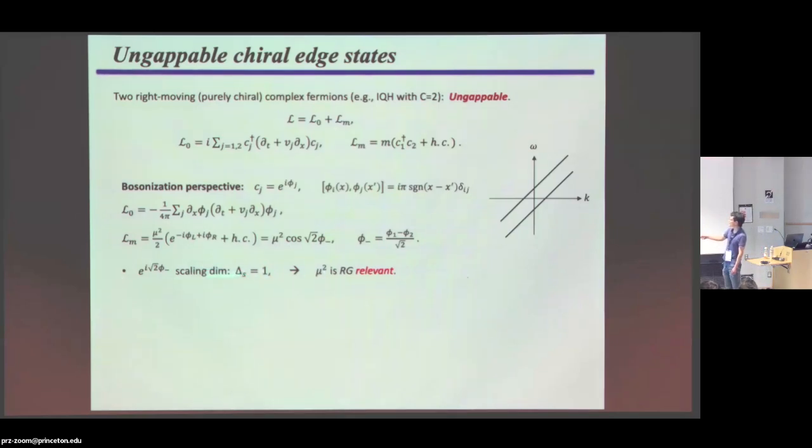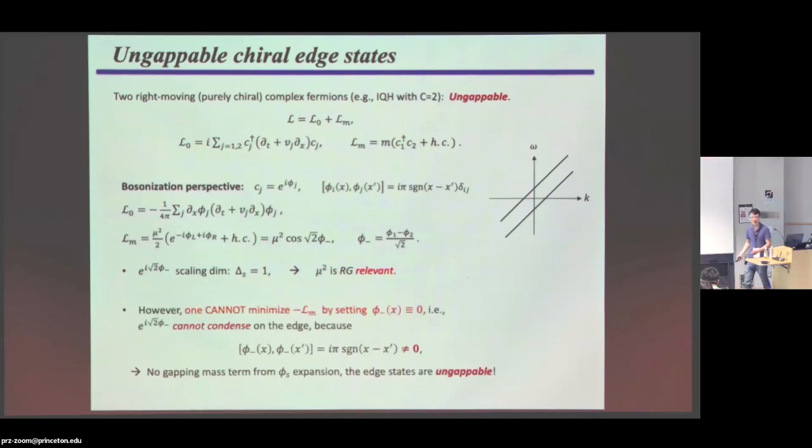If you calculate the scaling dimension, it's again 1, because free fermions have scaling dimension 1/2, and this is a fermion bilinear. So again, this term is RG relevant, and we can try the same story. We want to minimize this relevant energy, which is the dominant energy at low energies. If we can achieve a ground state which is an eigenstate of the operator phi minus with eigenvalue 0, then we will minimize this cosine potential.